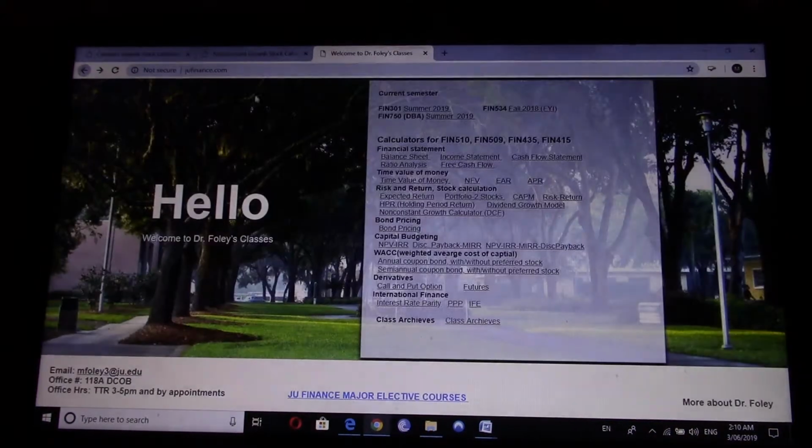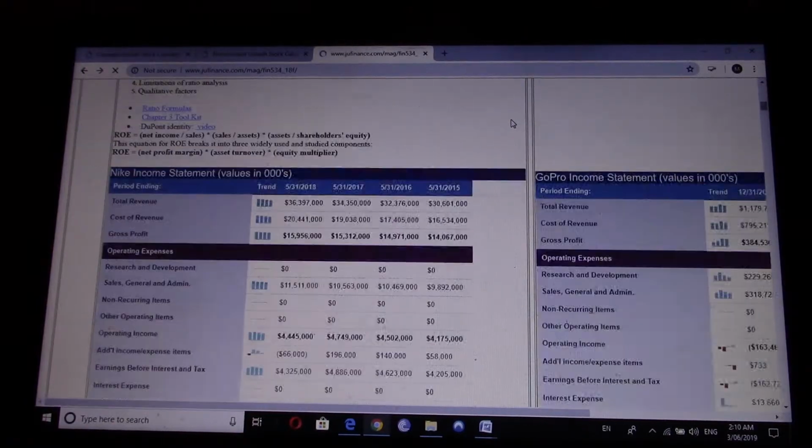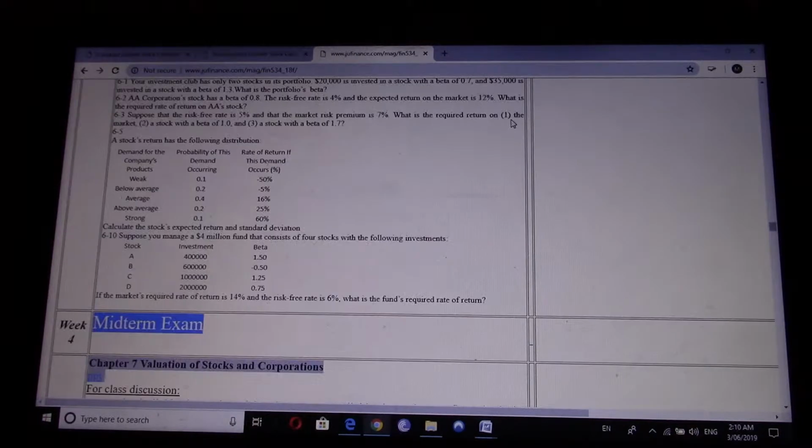Sorry, it's the wrong one. This is the 2018 semester when I was teaching this class on campus. This is the website. You can use it as a reference.